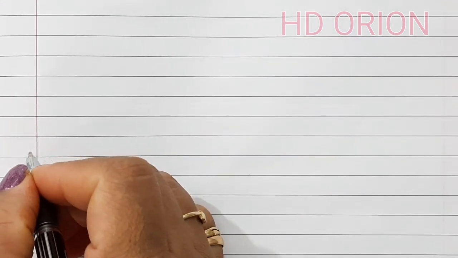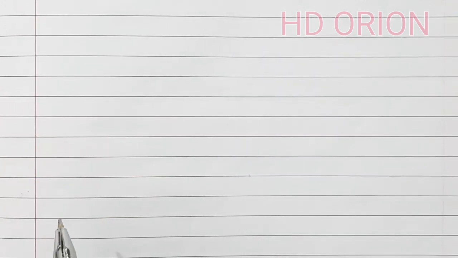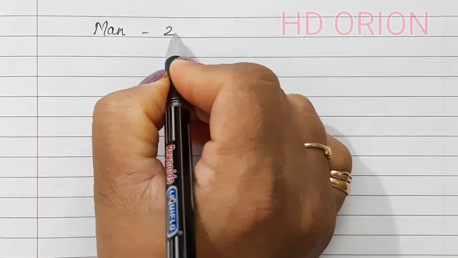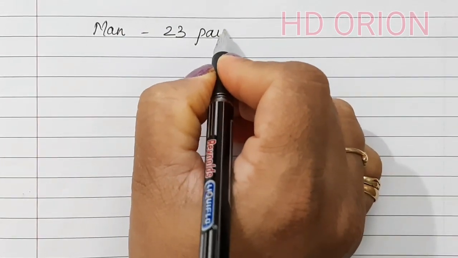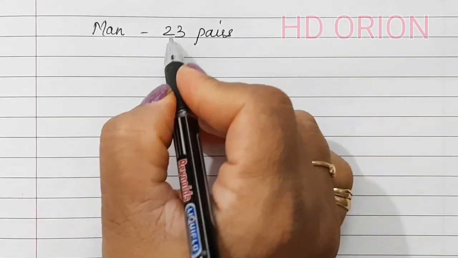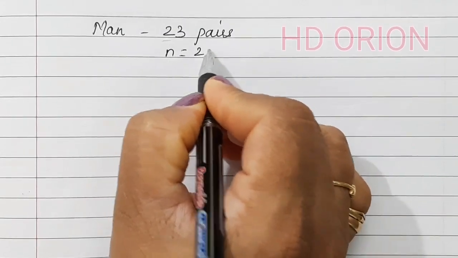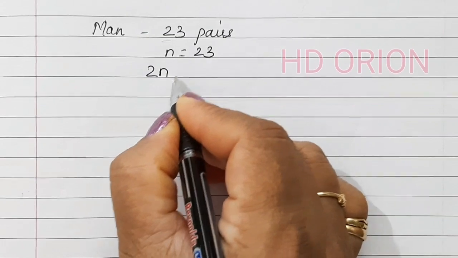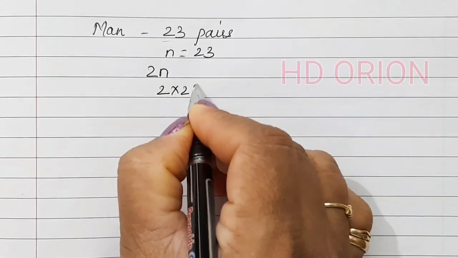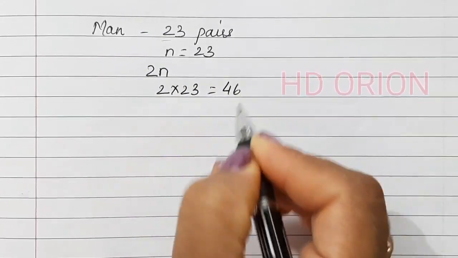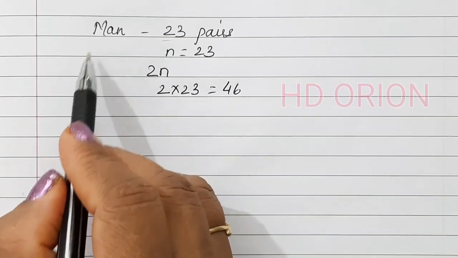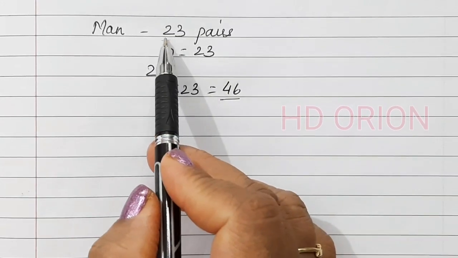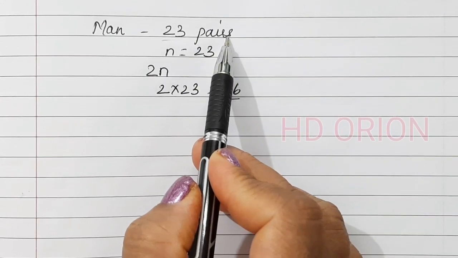The chromosomes always exist in pairs. In human beings, 23 pairs of chromosomes are present. n is equal to 23. So if I talk about the diploid number, that is 2n, that means 2 into 23, which makes 46 chromosomes. So in each cell of man, 46 chromosomes, which we often refer to as 23 pairs of chromosomes, are present.